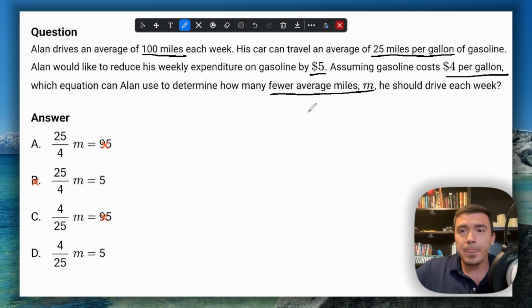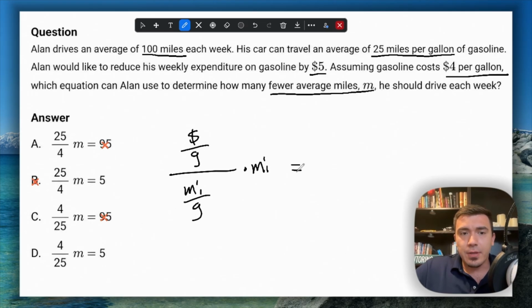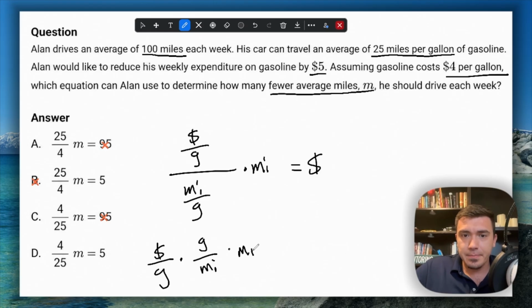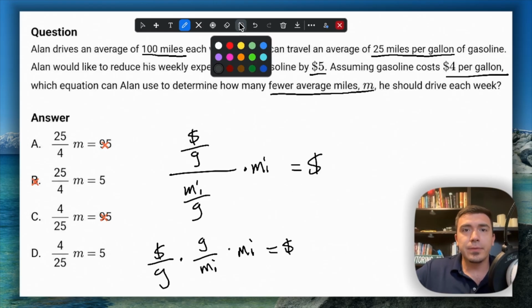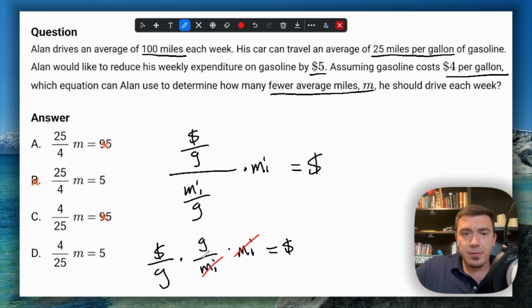So I'll start with the 4. 4 is dollars per gallon. Divided by 25, and the 25 is miles per gallon. Miles per gallon times M, which is miles, and this should equal 5, which is dollars. So I will do keep, change, flip times the miles, and let's see how that works. Miles cancels miles, gallons cancels gallons, and check it out. I have dollars equals dollars.